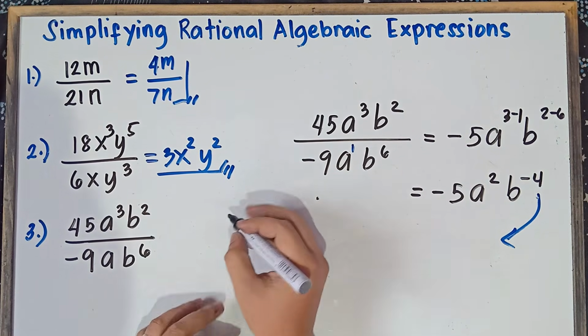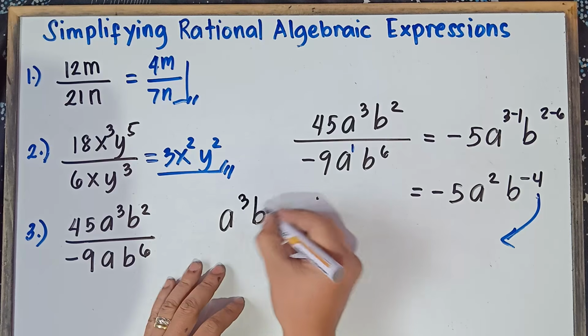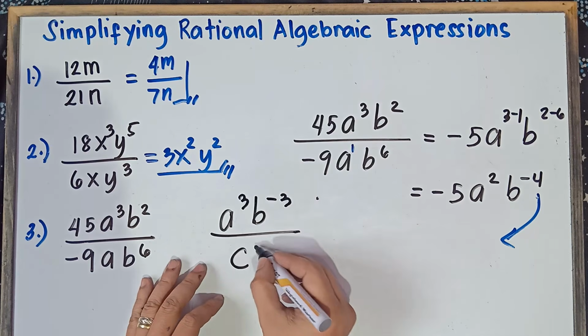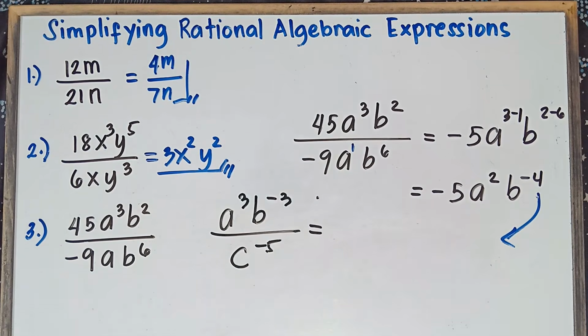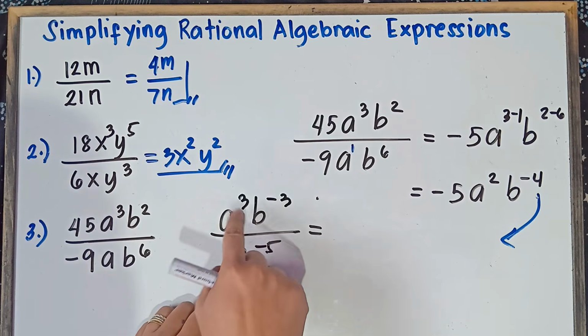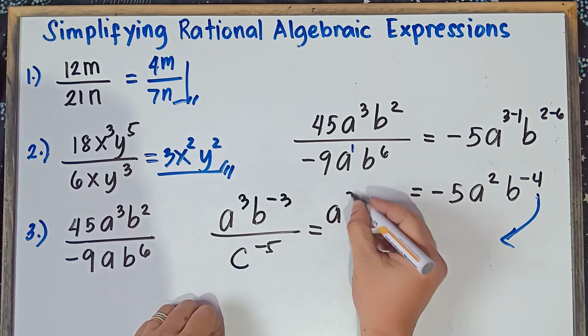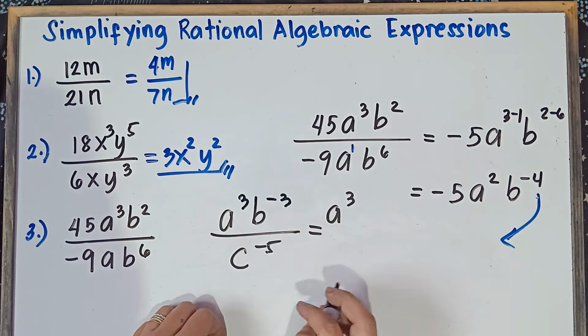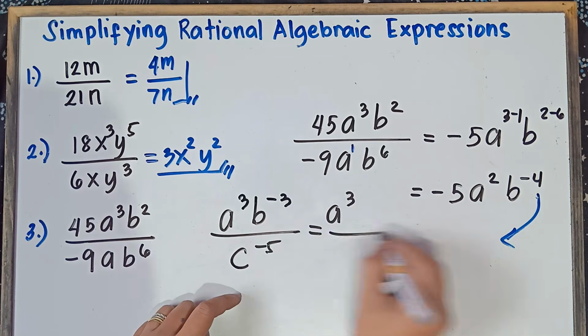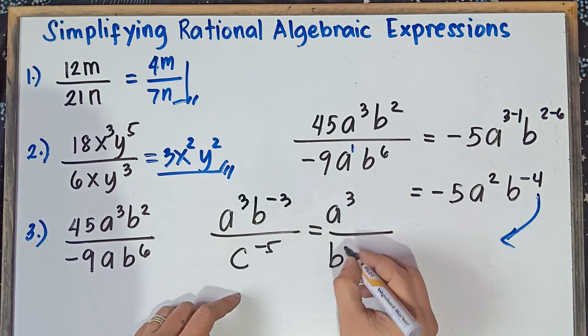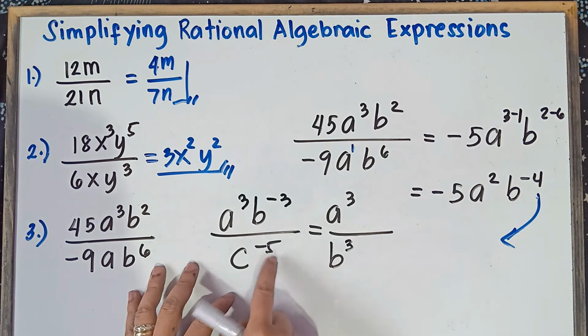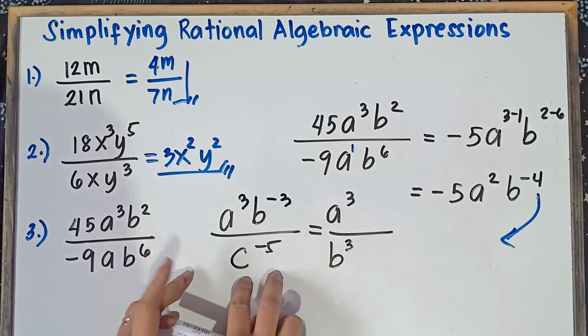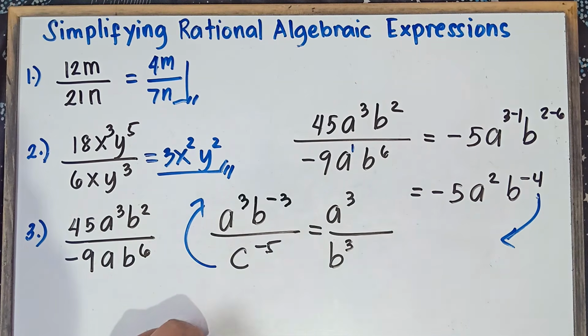If I will say a raised to the power of 3, b raised to the power of negative 3, c raised to the power of negative 5. How will you simplify this one, class? Simplify. Now, to simplify this one, class, since this is positive exponent, simply copy a cube. This is positive exponent, nothing to do with a cube, class. Since b is negative exponent, you put this one on the denominator and the exponent will be positive. Now, since this is negative exponent, this is on the denominator, simply put this one on the numerator and the exponent will be positive.